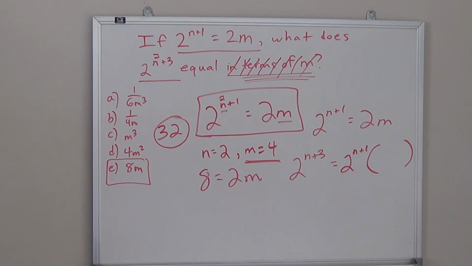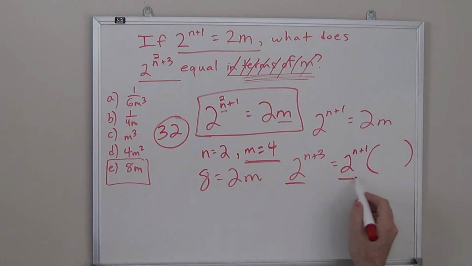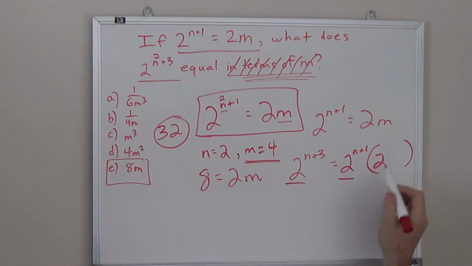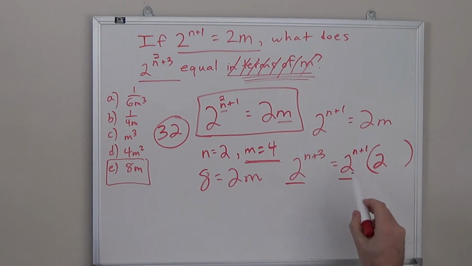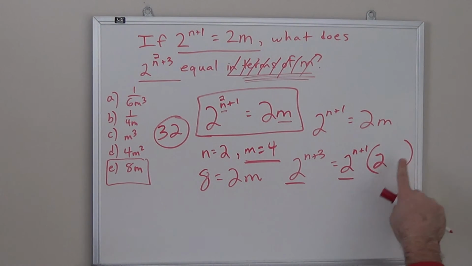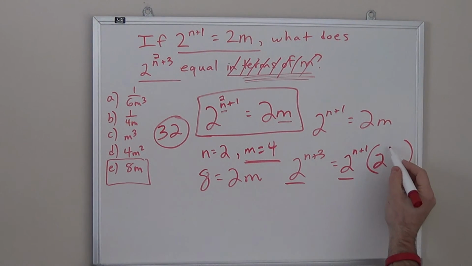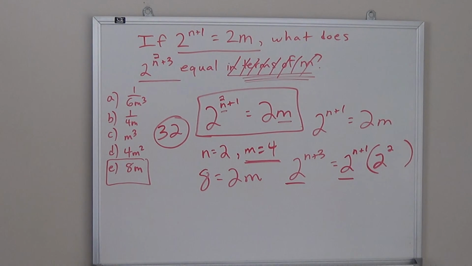And then I would ask myself, well, 2 to the n plus 1 times what is going to give me 2 to the n plus 3? Because we're multiplying and we have base 2, I know for sure I've got to have a base 2 in there. And I also know that when I multiply, the base stays the same, and all I really do is add my exponents. So I'm just going to ask myself, well, n plus 1 plus what is going to give me n plus 3? And I'm pretty sure we can figure out that that's 2.